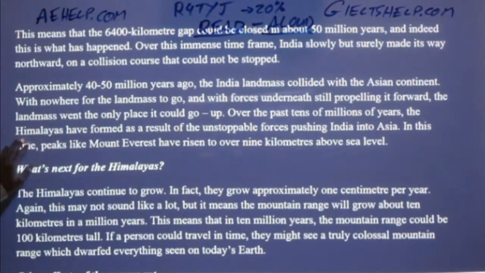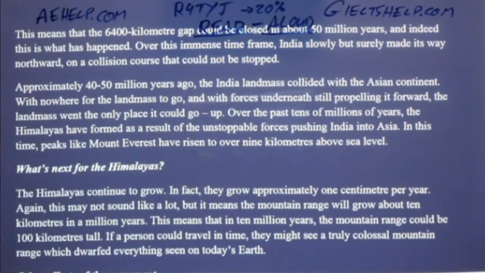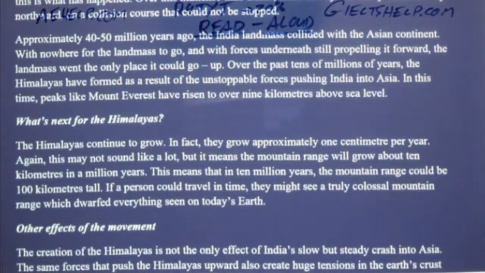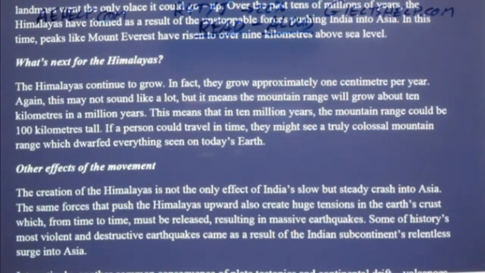Over the past tens of millions of years, the Himalayas have formed as a result of the unstoppable forces pushing India into Asia. In this time, peaks like Mount Everest have risen to over 9 kilometers above sea level. What's next for the Himalayas? The Himalayas continue to grow. In fact, they grow approximately 1 centimeter per year.